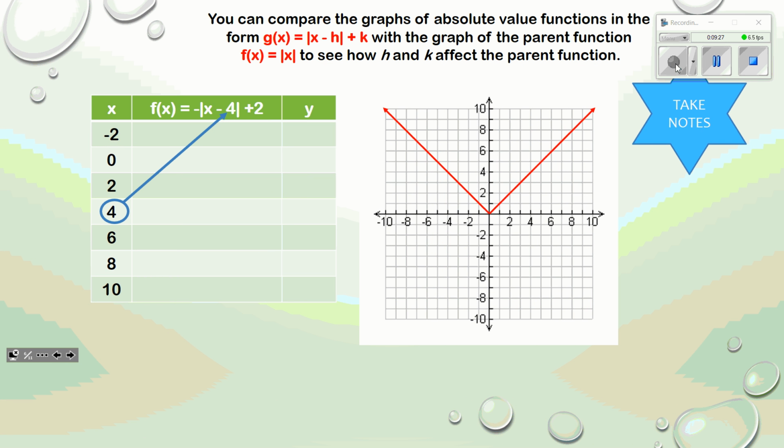Okay, now look at this one. We have the same thing. We're going to identify the vertex. So for the vertex, we need an ordered pair, an x and a y. We take the opposite of this number for the x, which would be a +4. We take this number for the y, and our vertex is going to be 4, 2.